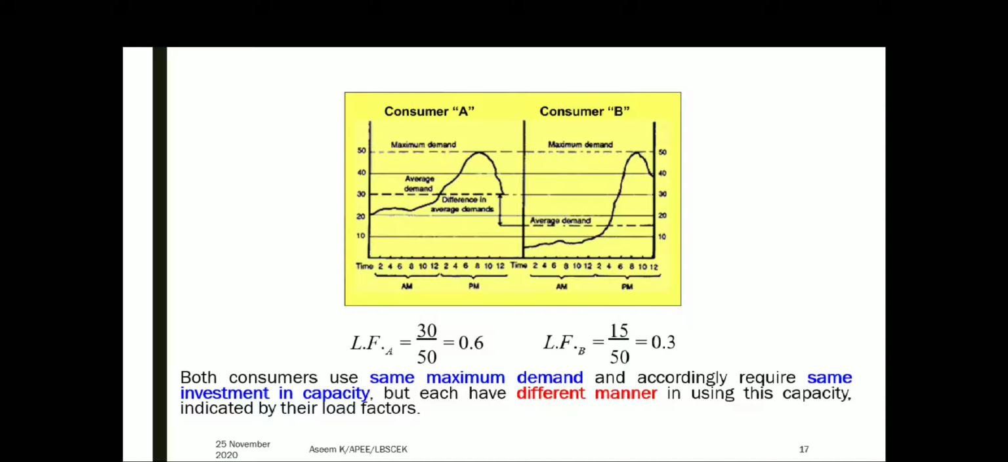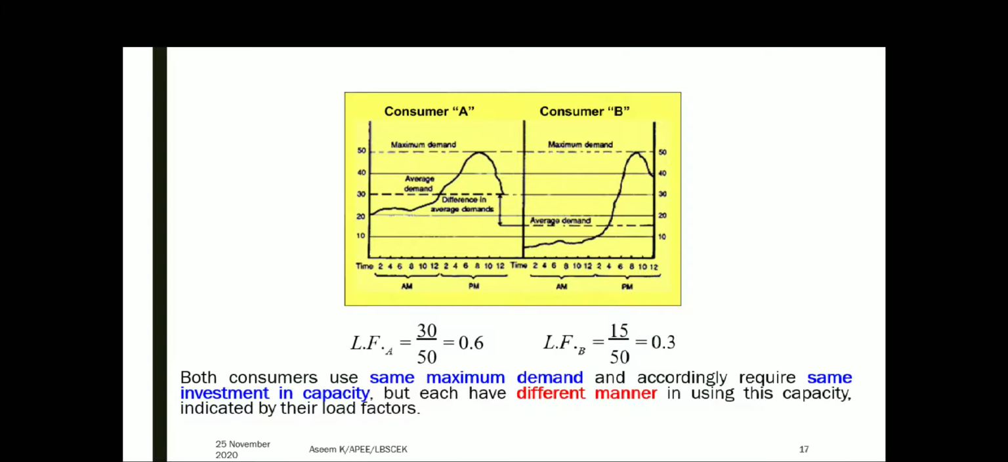So what happened to the load factor? For consumer A, load factor is average demand 30 divided by maximum demand 50, so it is 0.6. For consumer B, the average demand is only 15, so 15 divided by 50, that is 0.3. So the load factor of consumer A is 0.6, but the load factor of consumer B is 0.3.